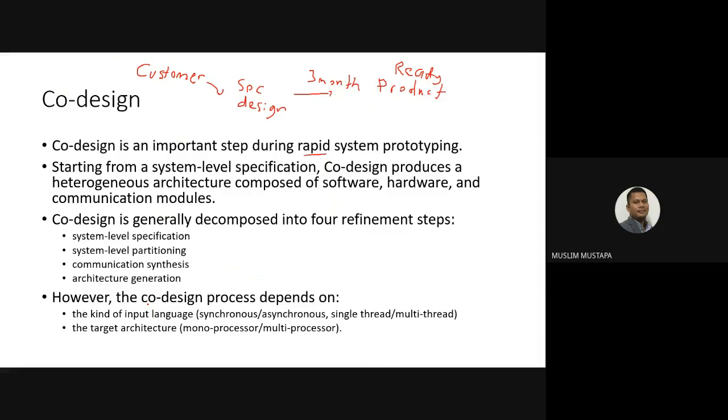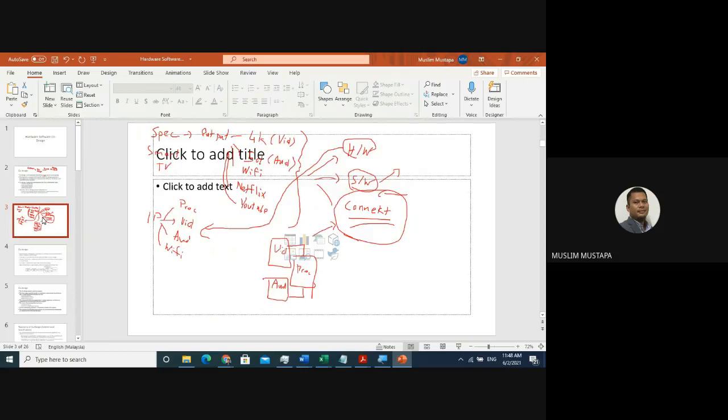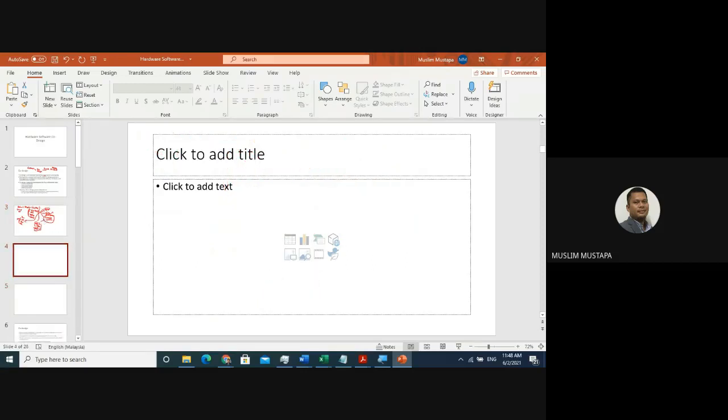So how do you decide on that? Let me go to the slide. All right, so the mono and also the multi-processor, how are you going to decide? It's really based on your application.